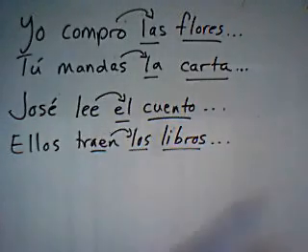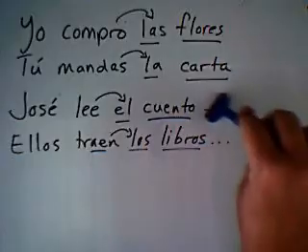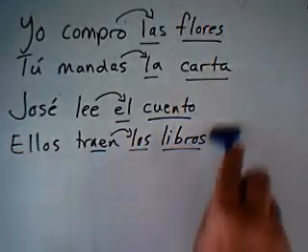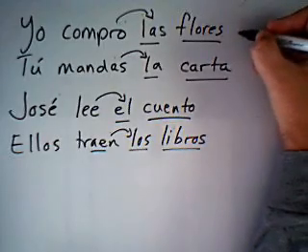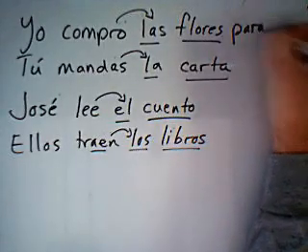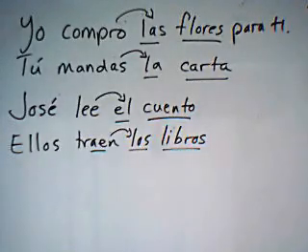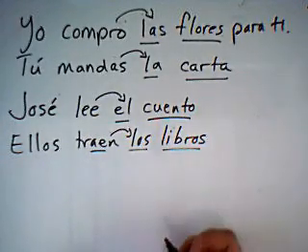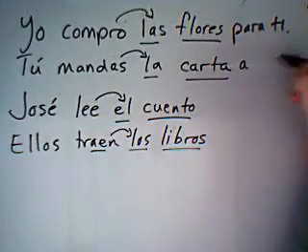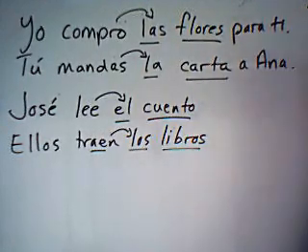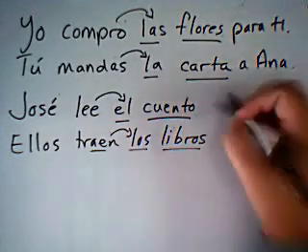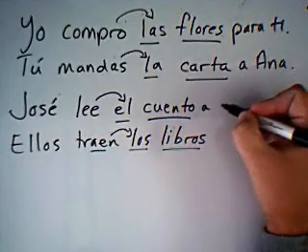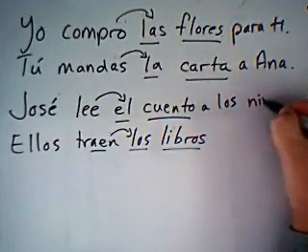In the sentences as I have them written, there are no indirect object pronouns. Okay? But we could add indirect objects. So if I want to say, I buy the flowers for you, I could say, yo compro las flores para ti. Okay? If I want to say, you send the letter to Ana, I could say, tú mandas la carta a Ana. If I wanted to say, José reads the story to the children, I could say, José lee el cuento a los niños. Okay?